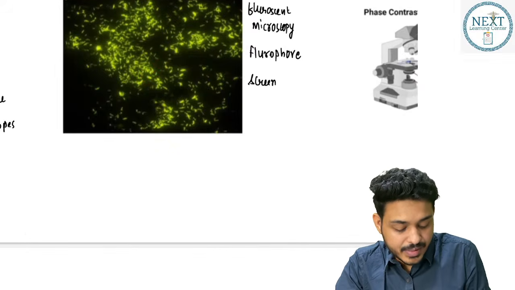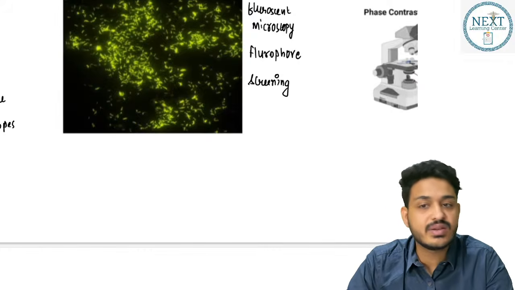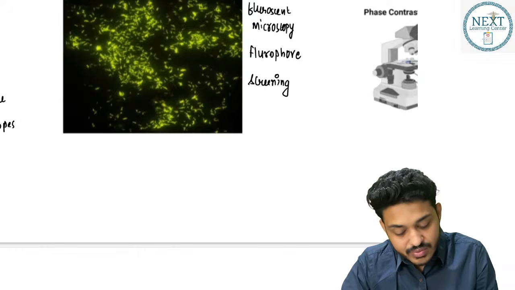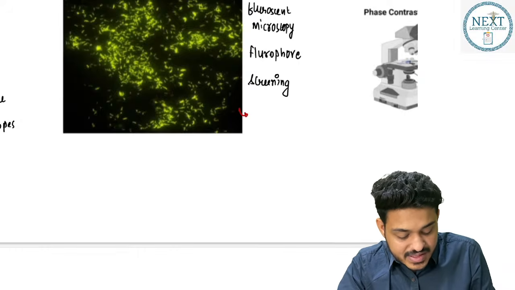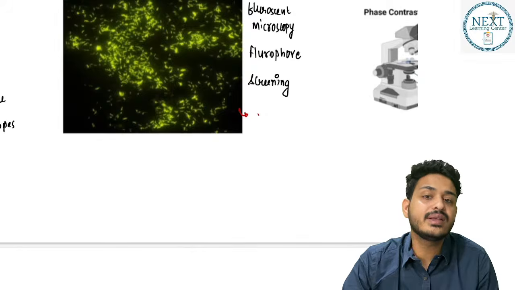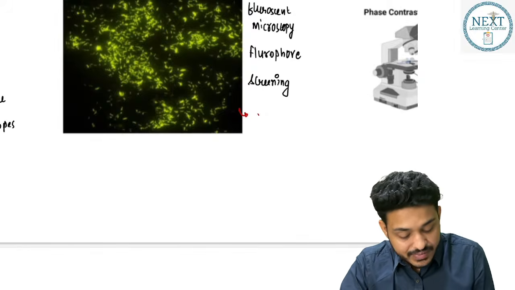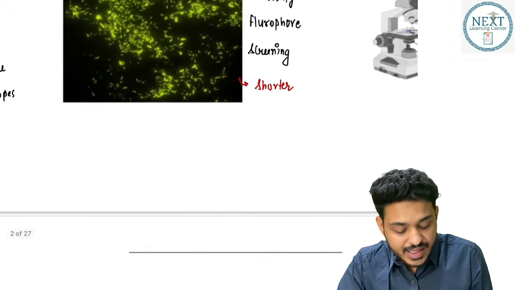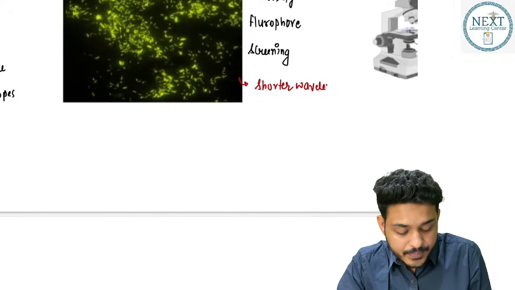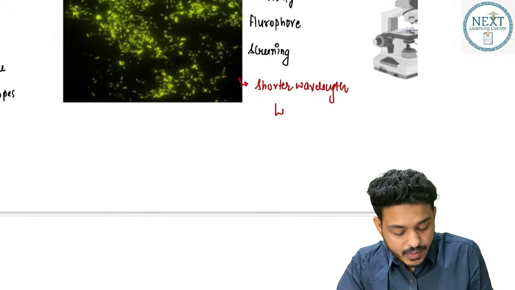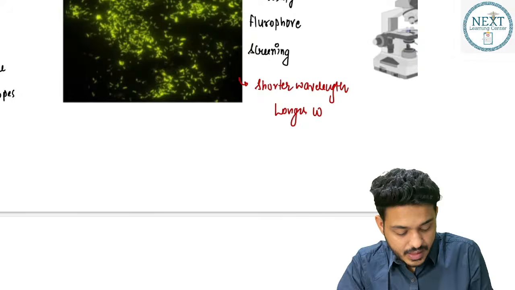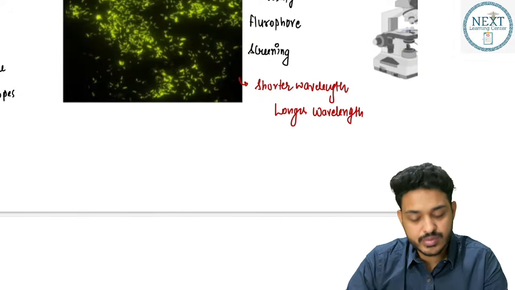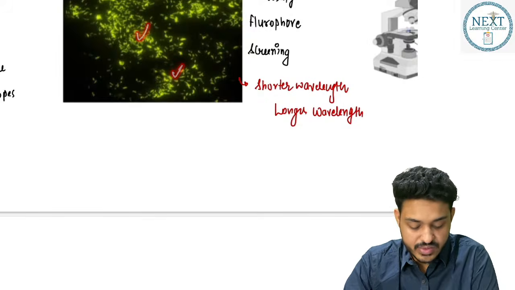For screening purposes. What is the principle of this particular microscopy? What are the special things about it? This is an important one, they can ask you a question from here. The principle is that this chemical is going to convert light of shorter wavelength into longer wavelength, and that is going to be visible to you. So if the organism is present, it is going to shine up.